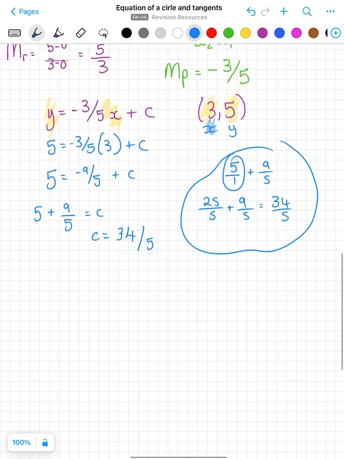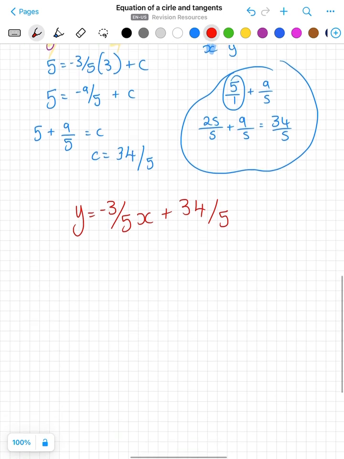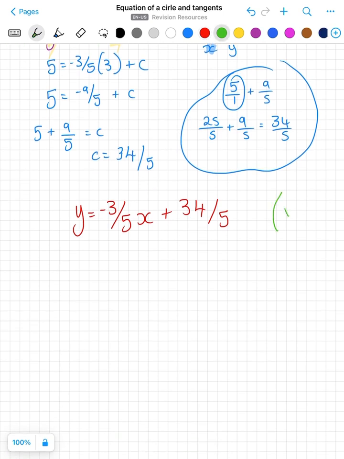So the equation of our tangent is y equals minus 3 over 5x plus 34 over 5. To tidy this up, if necessary, you can just leave your answer like that, but we might want to multiply this entire equation by 5 to give us 5y equals minus 3x plus 34. That is also an acceptable form of your equation. These two things mean exactly the same. We've just tidied it up and got rid of the fraction.